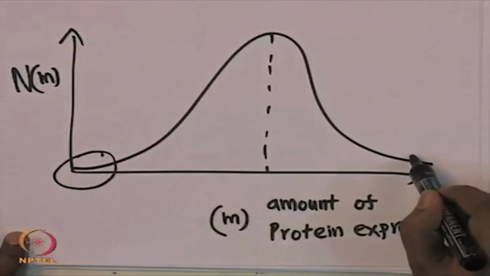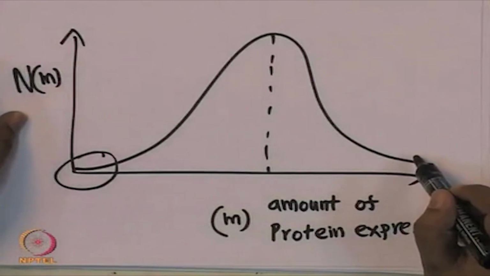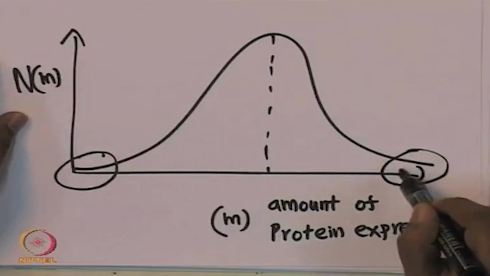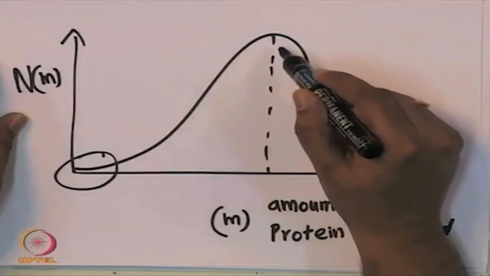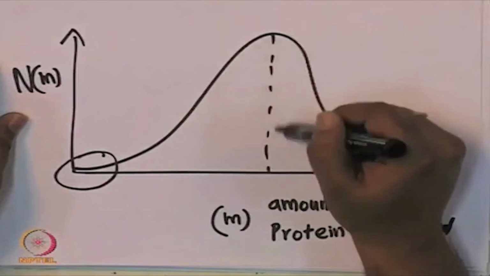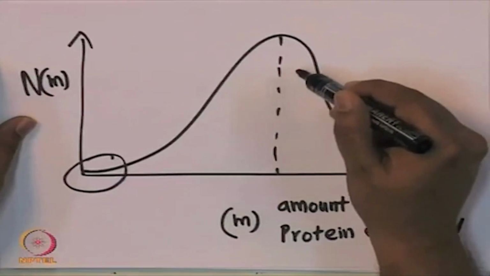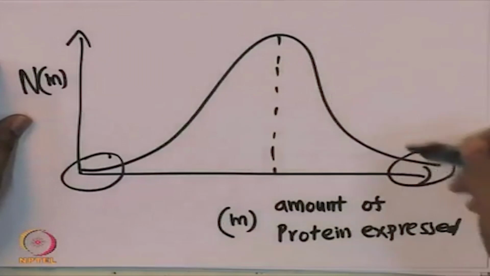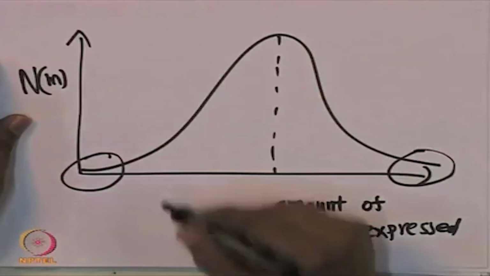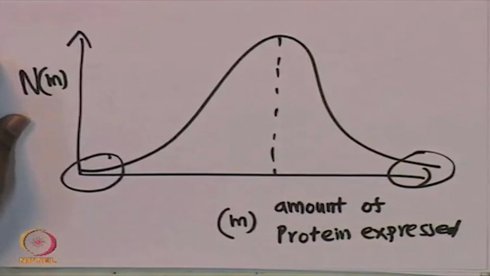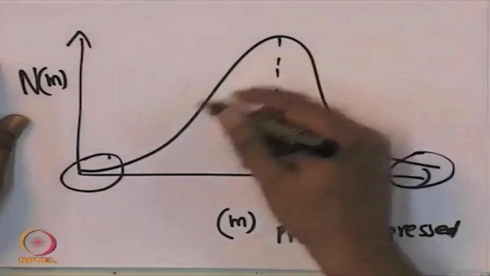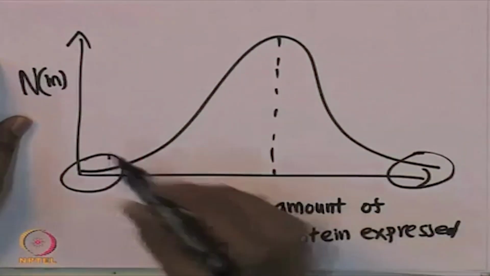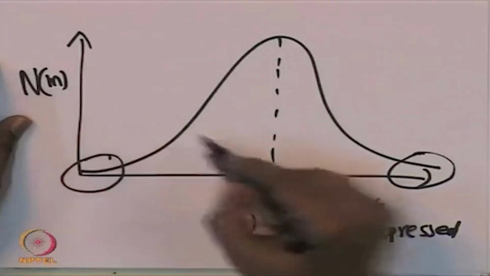A large amount is also expressed by only a small number of cells. The maximum number of cells express an intermediate amount of protein. So, if you have this example, this might also look like a normal distribution if you wish, but it will surely have a distribution of roughly this shape. It peaks somewhere in the middle and dies down toward both ends. So, here this is the amount of protein expressed versus the number of cells having that particular amount of protein.